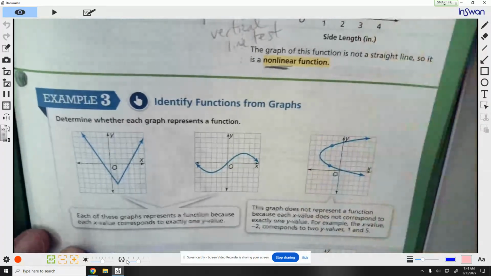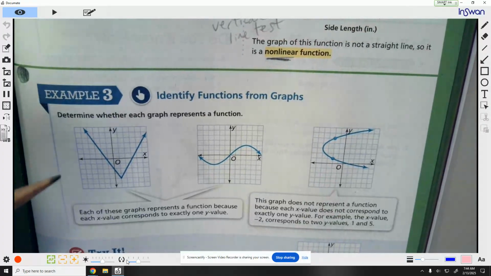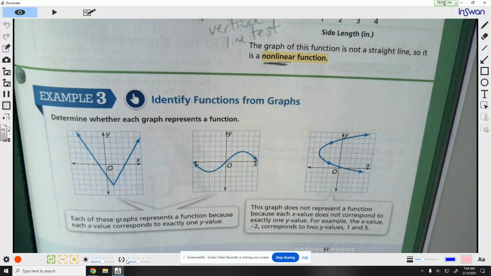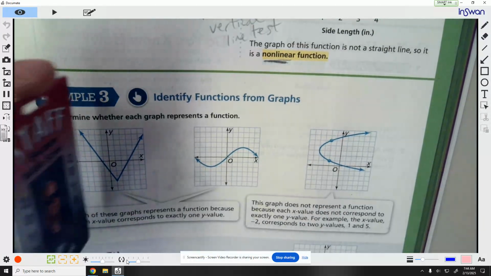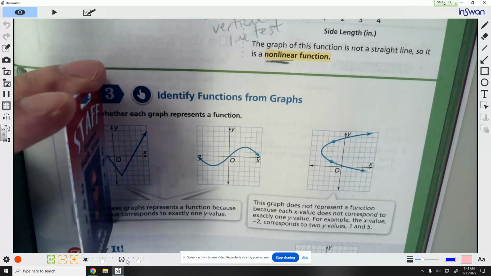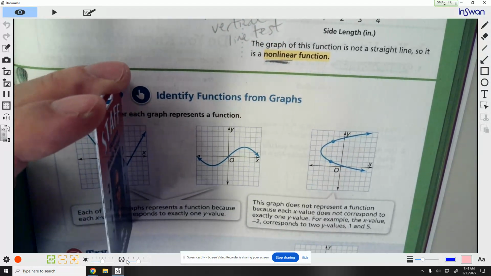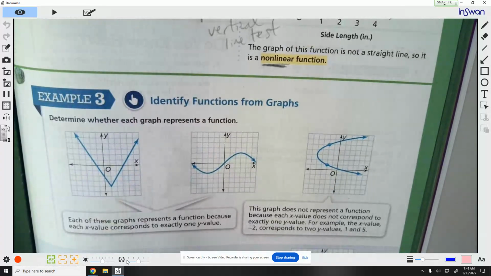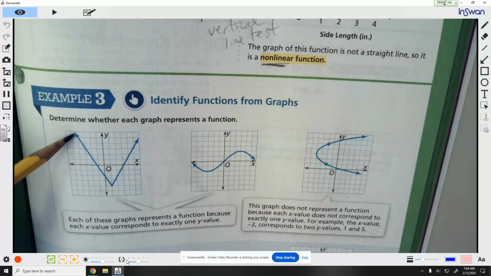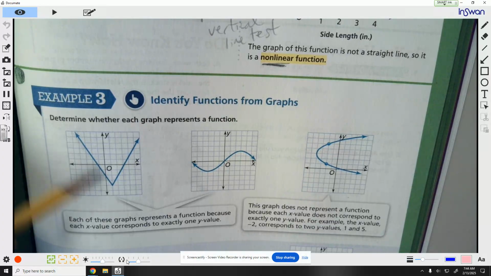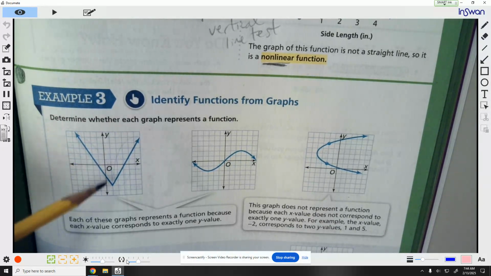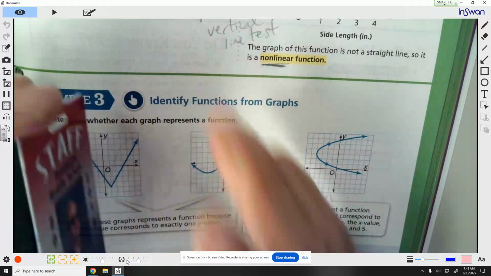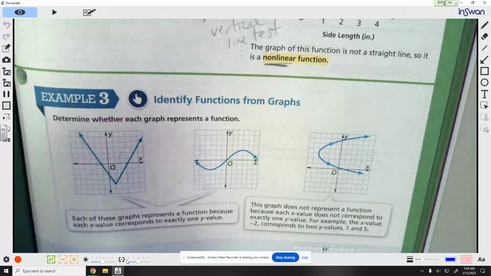Okay, going on to example 3. This is determine whether each of these represents a function. Again, probably the easiest way to do it is to see, does it pass the vertical line test? So no matter where I move this, it passes the vertical line test on this first one. It is not linear because it's not all in a straight line. It's like half of a straight line, half there, but it's not one whole straight line. So this is a nonlinear function.